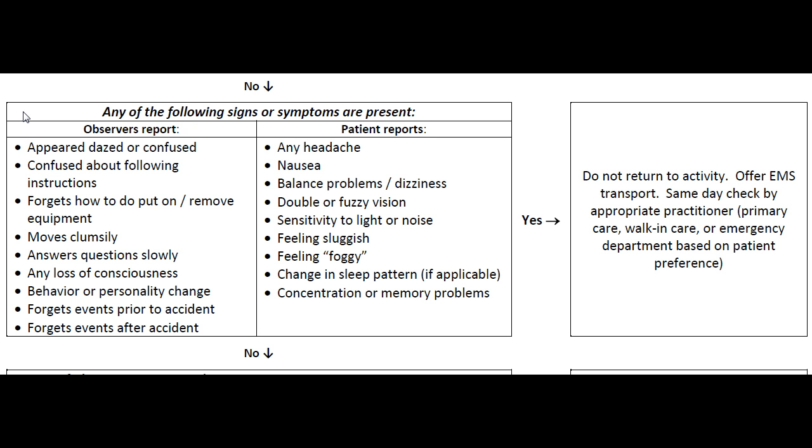So signs include appearing dazed or confused. They are very confused about following instructions. They forget how to put on their equipment or how to take it off. They're moving clumsily. They answer questions very slowly. They have any loss of consciousness that was observed, even for a few seconds. So this isn't the greater than 30 seconds we talk about when we're worried about that intracranial hemorrhage. This is out for 5 seconds, completely unresponsive.